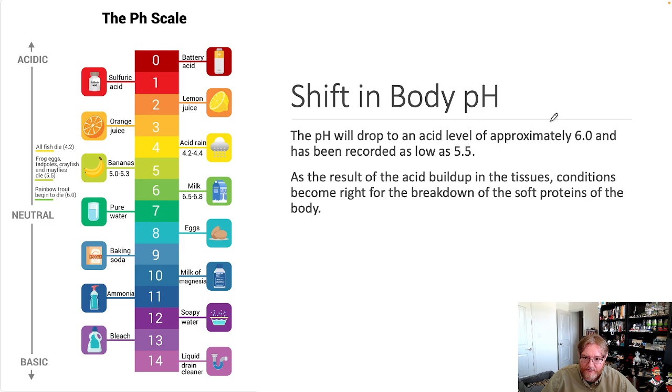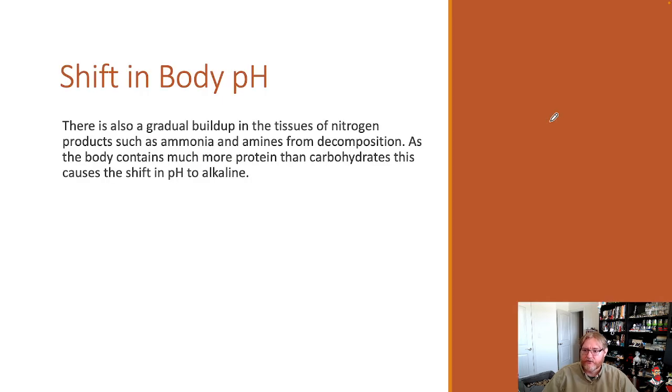As the result of the acid buildup in the tissues, conditions become right for the breakdown of the soft proteins of the body. There is then a gradual buildup in the tissues of nitrogen products such as ammonia and amines from decomposition. As the body contains much more protein than carbohydrates, this overwhelms the acid and causes the body to shift to the alkaline zone.